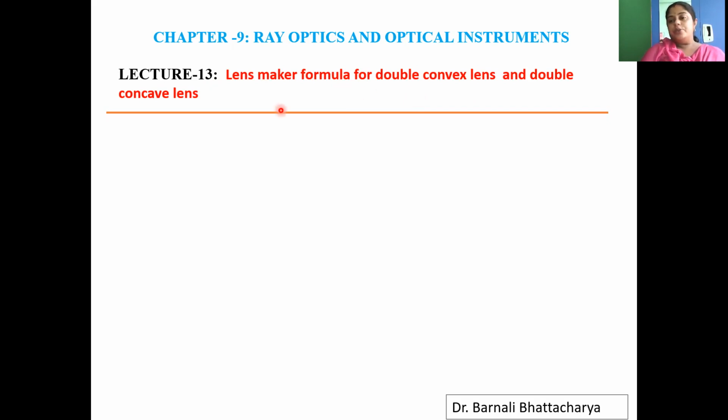You can remember my previous lecture where I have already discussed lens. What is a lens? A lens is a piece of refracting medium bounded by two surfaces, one of which must be a curved one. I have already discussed the types of lens. There are two types of lens, convex and concave. So let's start the lecture.